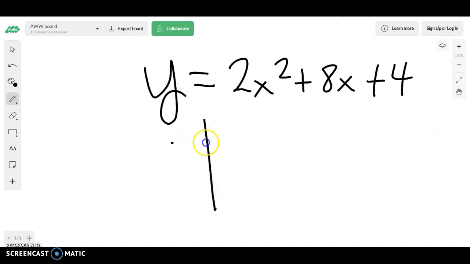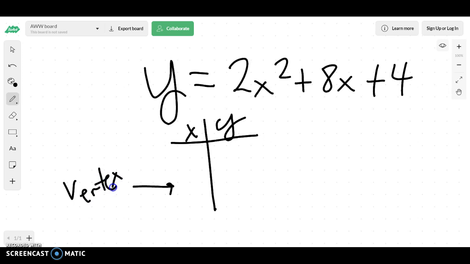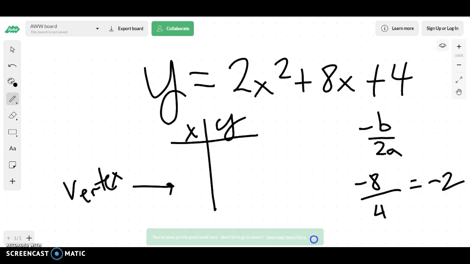So for us to be able to graph it normally, we're going to make an XY chart. We always want to make this middle number our vertex. If you think about how you find the vertex in standard form, you do negative b over 2a, which for us would be negative 8 over 2 times 2, which is 4. So that would give me negative 2. So my vertex would be negative 2. For the other x values, I should do one below, so negative 3, and then negative 1.